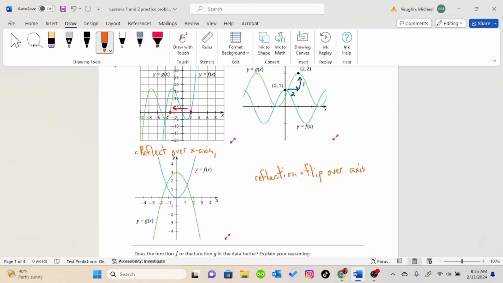Then, because reflecting it over the x-axis would have left the vertex here at the origin, it also appears that we shifted it up from the origin to 3. So first we reflect over the x-axis, then we shift up 3 units.